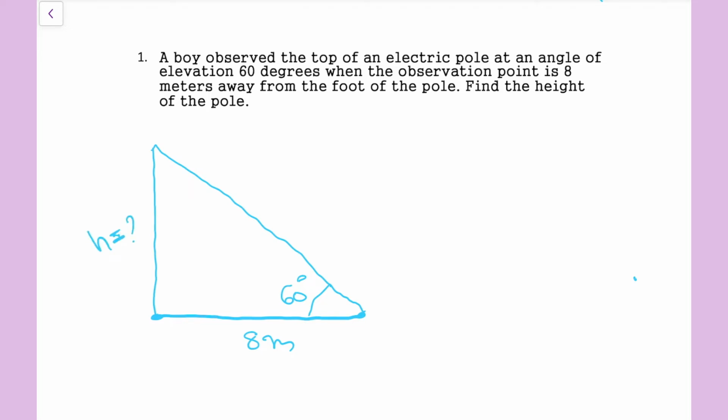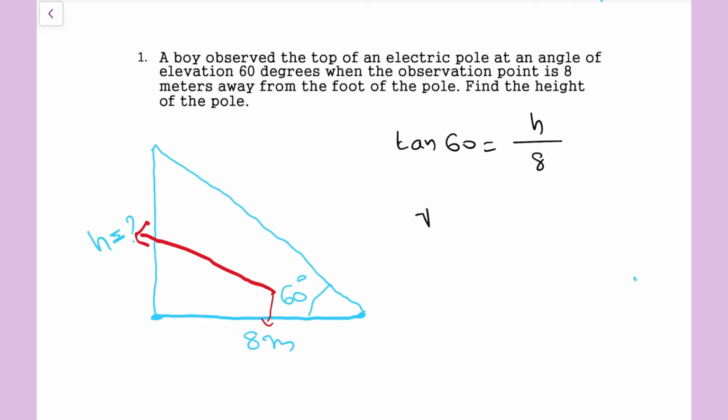Okay, now observe this angle. For this angle, height will become opposite and this 8 meters will become adjacent. So for opposite and adjacent, we have two trigonometric ratios, one is tan and one is cot. Whether you go with tan or cot, you will get the same answer, no worries. So now if I am taking tan 60 equals opposite h divided by adjacent 8.